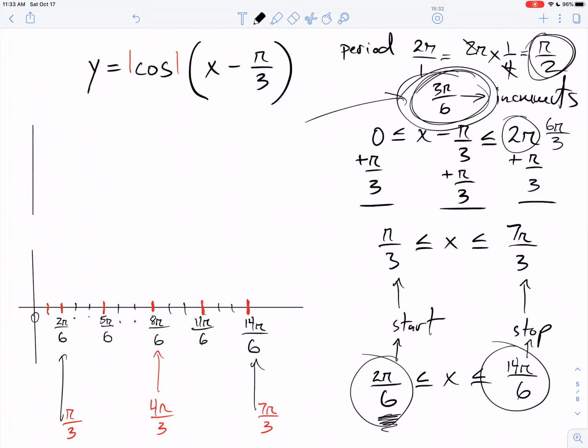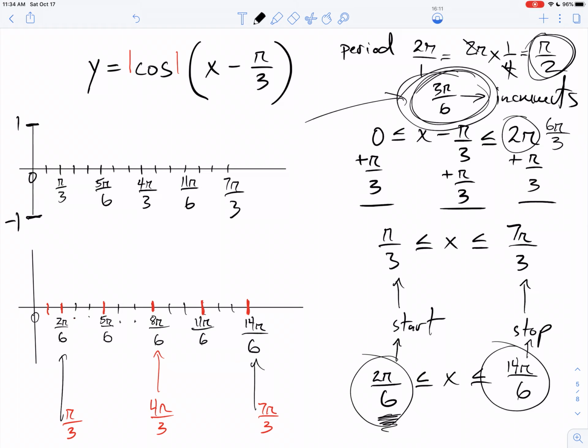Watch. I'm going to go up here and say, okay, there's 0. This reaches a height of 1. It reaches a low of -1. And then there's my 2 pi sixths, but I'm going to call it pi over 3. And then I go ding, ding, ding. What did I call that one? 5 pi sixths. 1, 2, 3. I'll call that one 4 pi thirds. 1, 2, 3. I called that one 11 pi sixths. And then 1, 2, 3, and I'm at 7 pi thirds. And that is my one period of this graph. And I included my starts and my stops.